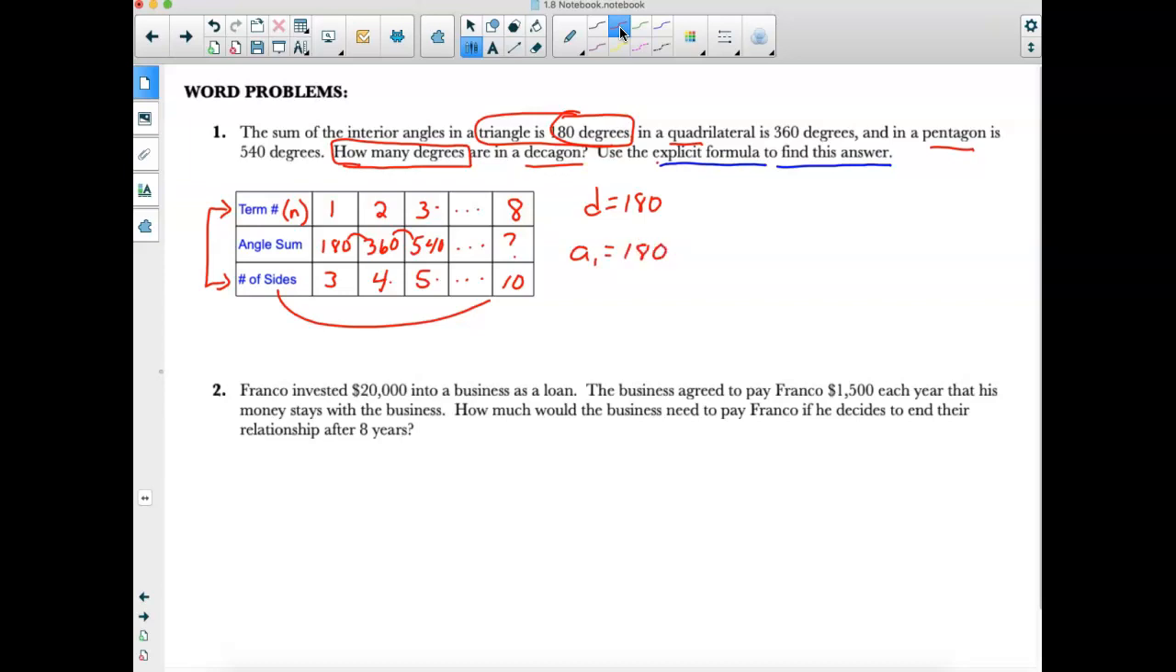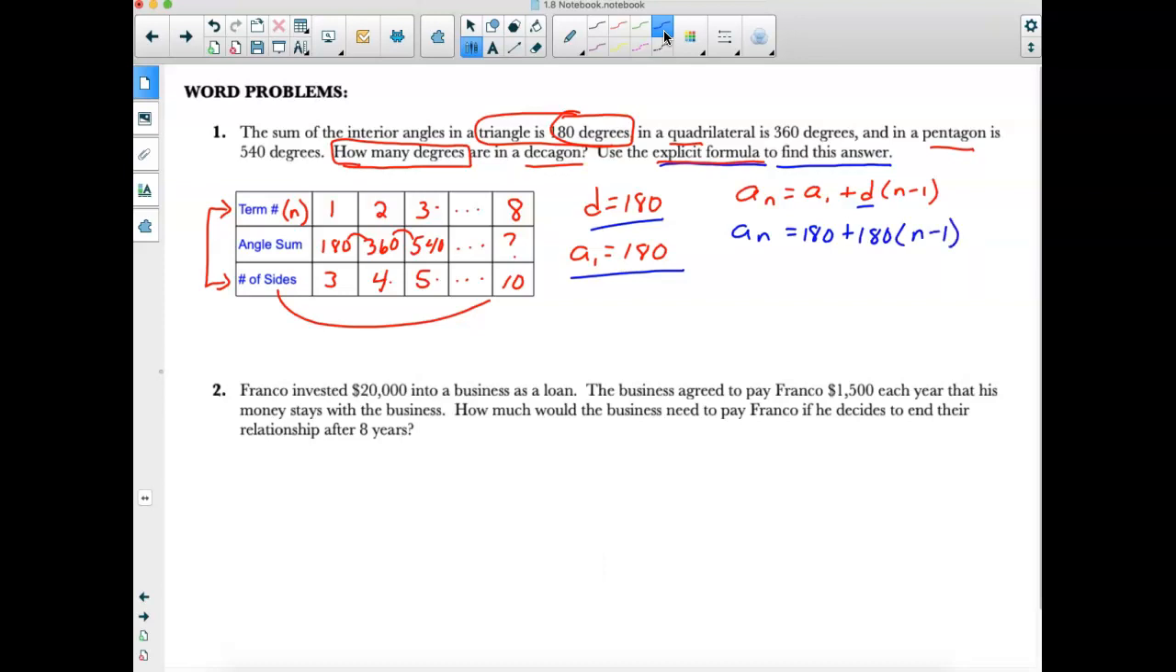So all I know to write an explicit formula is a sub n equals the first term plus common difference times n minus 1. So if I wrote this out, any term, a sub n equals my first term I found out of my table, 180, plus my common difference out of my table, 180, times n minus 1.